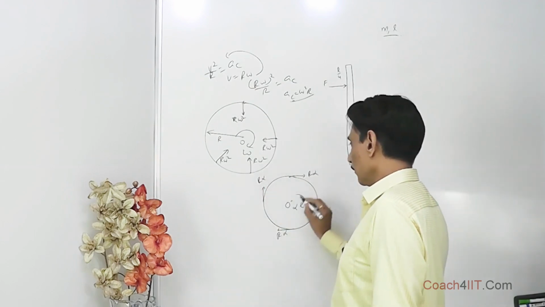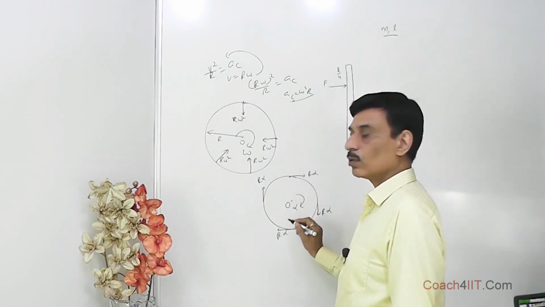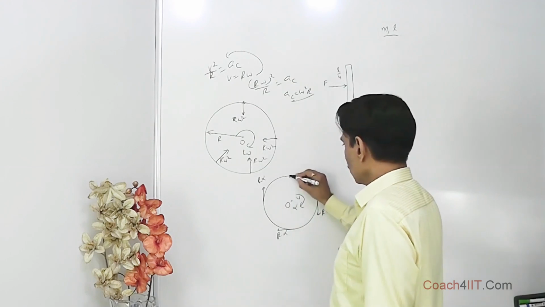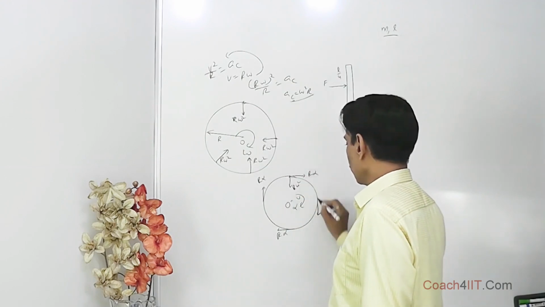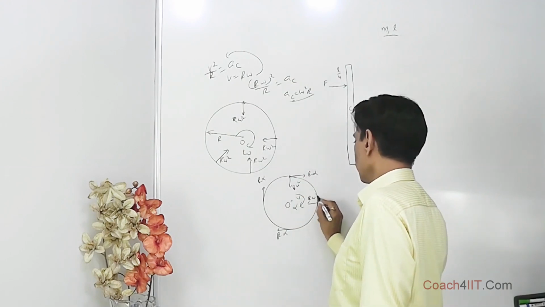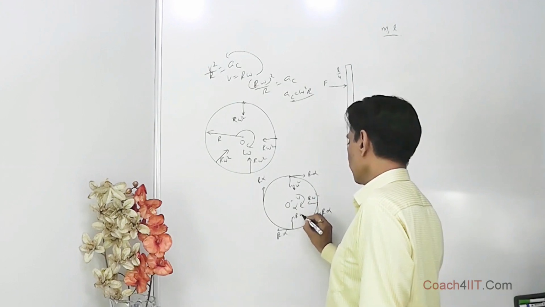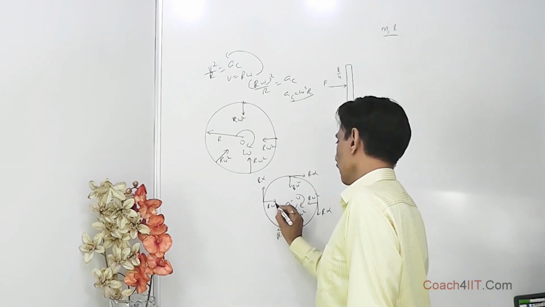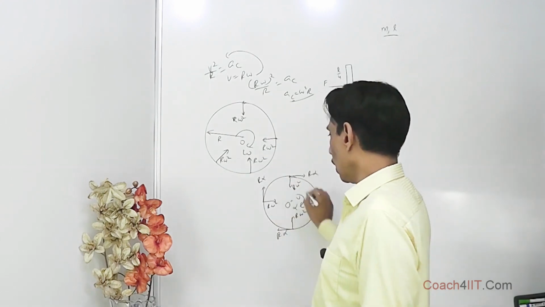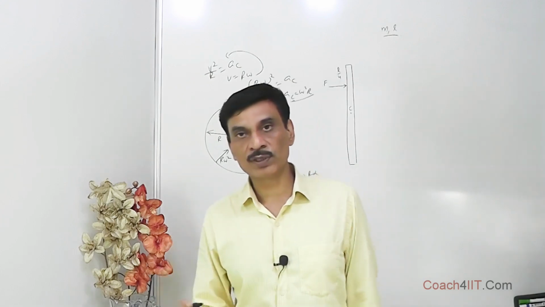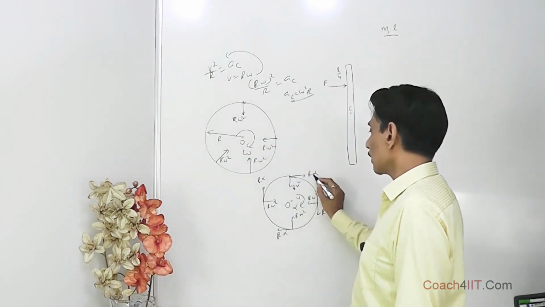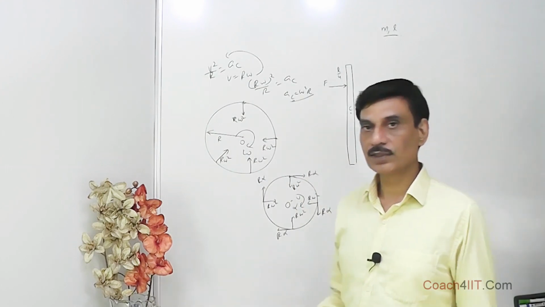Apart from this, at this instant, if it has angular velocity omega, the centripetal acceleration will obviously be there. That is, r omega square towards the center for each of these points. When this is non-uniform circular motion, then for every point we are going to have two accelerations: one is tangential, the other is centripetal. We have done this in circular motion also.